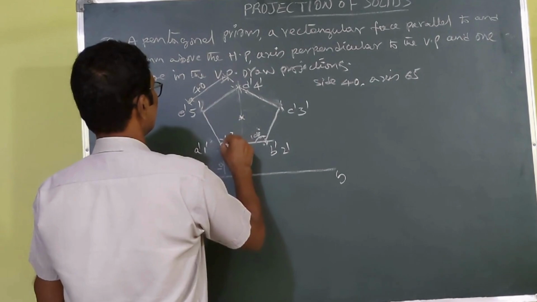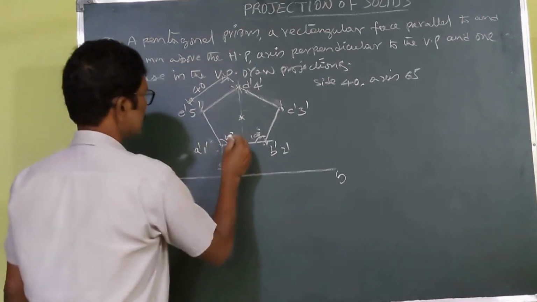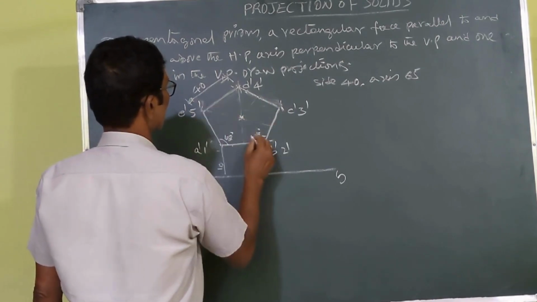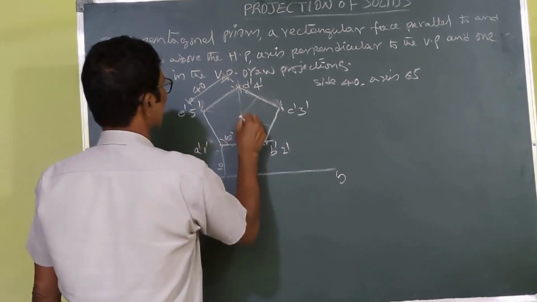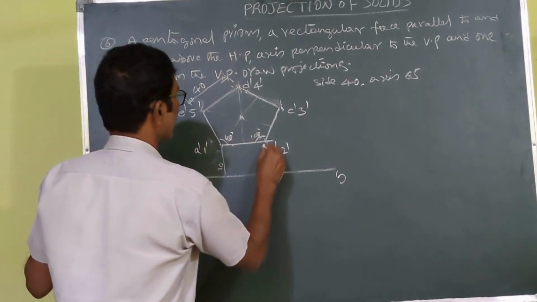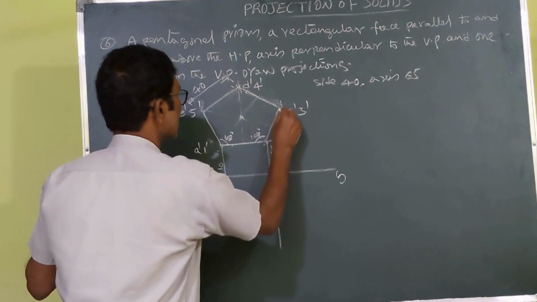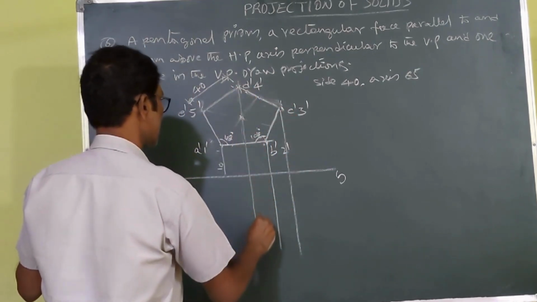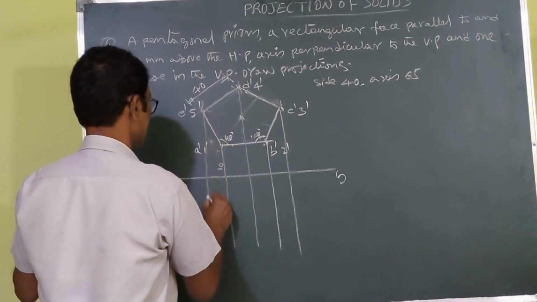You join the midpoint here. One point is enough. You get the center point, the apex point. Okay? You draw the axis. Okay, you draw the projectors. From here, you draw the projectors, from here you draw the projectors.